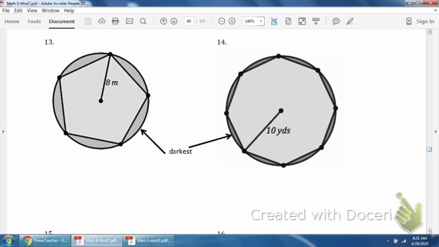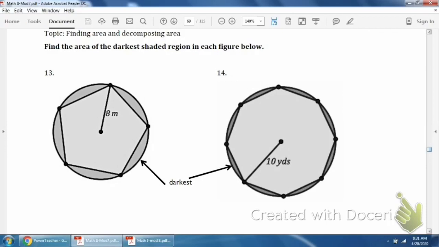Here, you're finding the area of the darkest shaded region. Okay, so what that means, like for 13, what we're actually looking for is all of these little leftovers, basically. We're looking for that total area. Okay, so they're not rectangles, we can't do base times height, they're not triangles, it's like weird shapes.